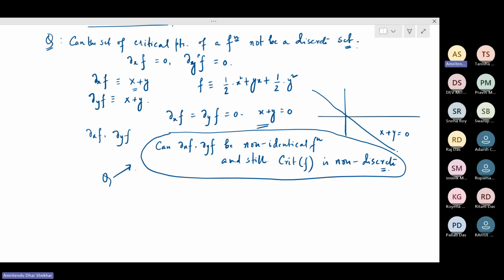So it's an interesting problem, definitely. Yeah, I'll have to think about it. Can you cook up some example where del x of f and del y of f are non-identical, and still the set of critical points is non-discrete? I leave it as an exercise. You can think about it. All right, let's move on.